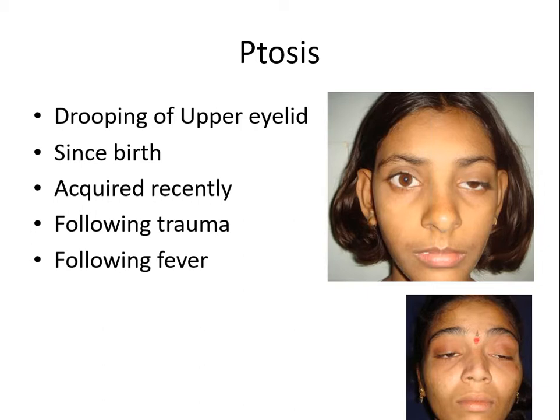acquired ptosis can progress, it can regress. So you should not take up acquired ptosis for surgery immediately. You should call the patient every month and take the measurements. If the measurements are stationary for 3 months, then you can plan surgery. Otherwise, it will end up in overcorrection or undercorrection.